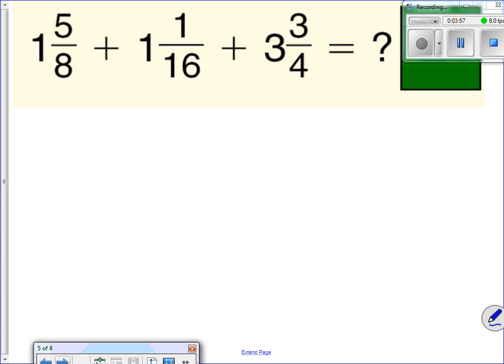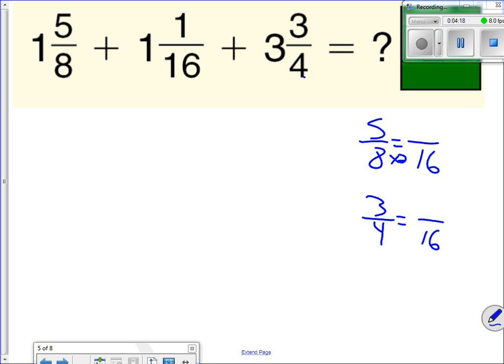I'm adding up some more fractions. I have an 8, I have a 16, and I have a 4. I know 8 can go into 16, I know 4 can go into 16, so I don't have to come up with this huge number because I know 16 can go into 16, but I do have to change 5/8 into 16ths. I also have to change 3/4 into a fraction with a 16. Going times 2 gives me 10. Going times 4 gives me a 12. I'm going to rewrite my problem now.